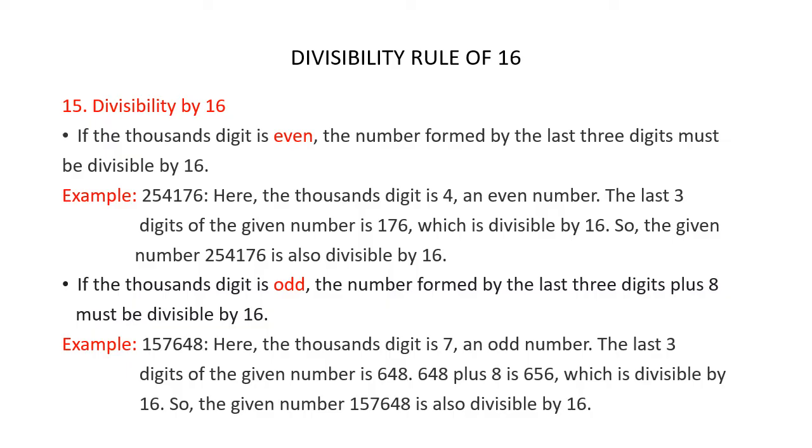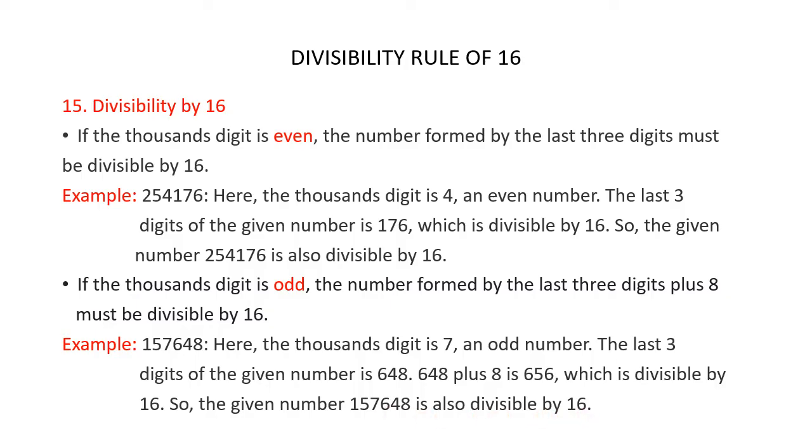However, if the thousands digit is odd, then the number formed by the last three digits plus 8 must be divisible by 16. So consider the example 157648. Here units digit is 8, tens digit is 4, hundreds digit is 6 and the thousands digit is 7. So here the thousands digit is 7, which is an odd number. So the last three digits of the given number is 648. 648 plus 8 is 656. 656 is completely divisible by 16. So the given number 157648 is also divisible by 16.